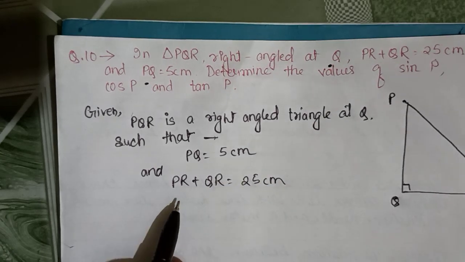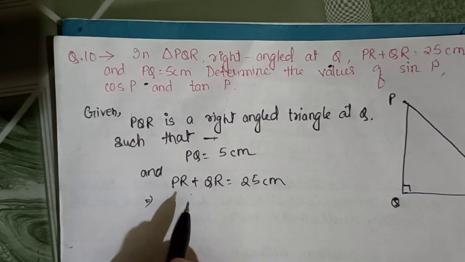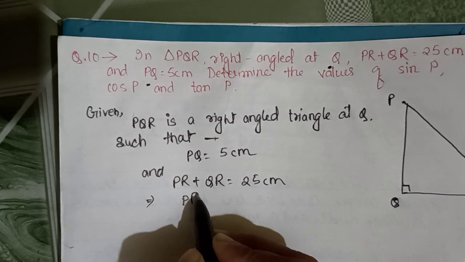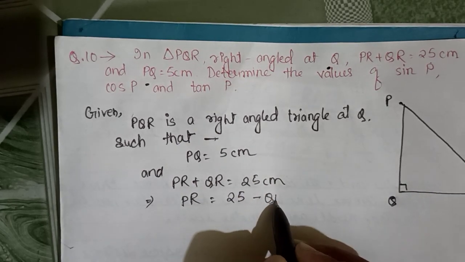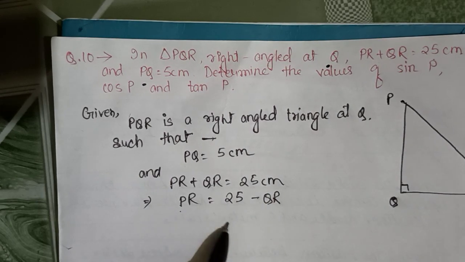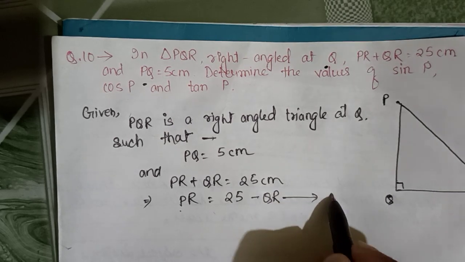So here we have two terms together. So what we'll do here, we will send one of this term to that side. So it will be PR equal 25, before QR we have plus sign, it will be minus QR. So here if we get PR, then we can put this value just for some time. Afterwards we will find out the value for this. So let us give this equation number 1.